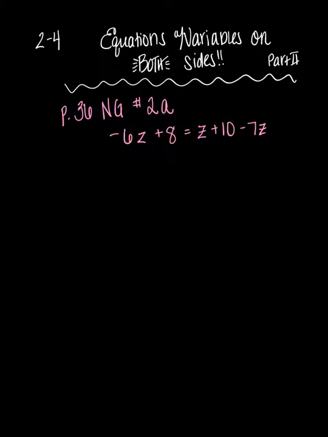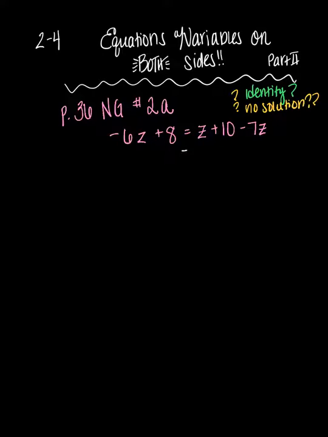All right, let's go to page 36 in your note-taking guide. It's number 2A, at the top of the page. It's the back side of the lesson 2-4 note-taking guide. You have this problem: negative 6z plus 8 equals z plus 10 minus 7z. I need to solve this equation and figure out if this problem is an identity or if it's super sad and has no solution. So I need to know what's the state of this particular equation.